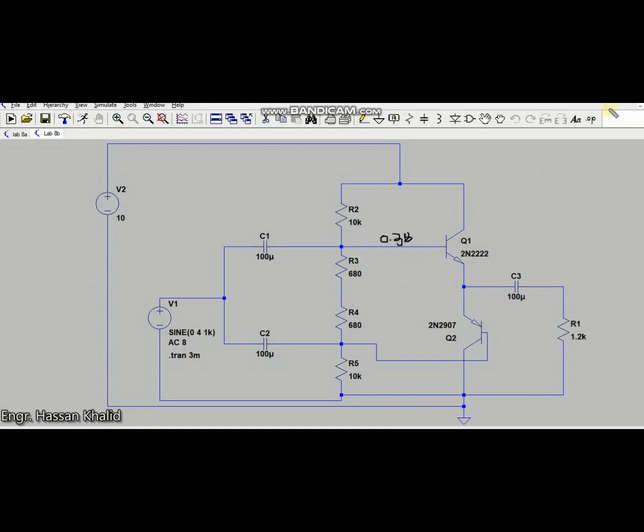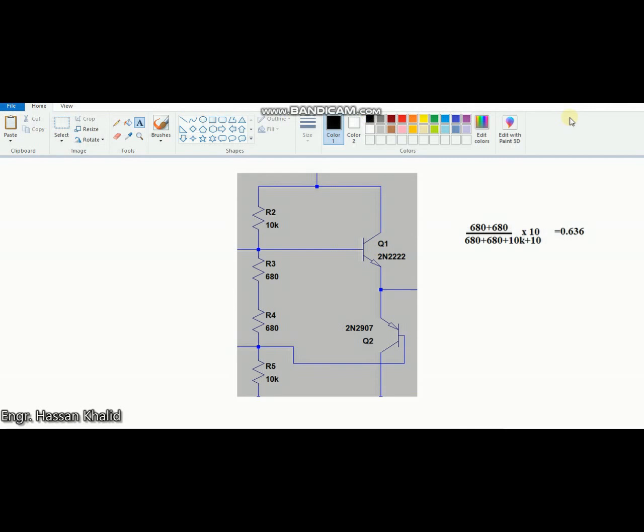Now, if you apply the voltage divider rule to find the voltages at the bases of these transistors, you just need to find the overall impedance in this region. That means 680 plus 680 divided by the total impedance in this whole swing, that means 680 plus 680 plus 10,000 plus 10,000 as well, and multiply it by the biasing voltage, that is 10 volt, and you will obtain 0.636 volt in this region.